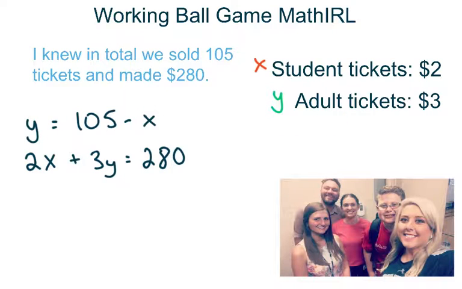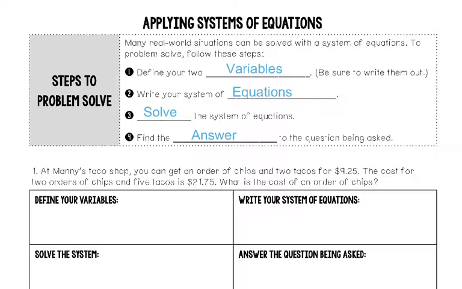The number of adult tickets equals the number of total tickets minus the student tickets. And that should make sense to you. And then all you could do is plug in what y equals here, 105 minus x, into the y in the second equation. Then you would solve it by substitution, and you'd get the same answer.